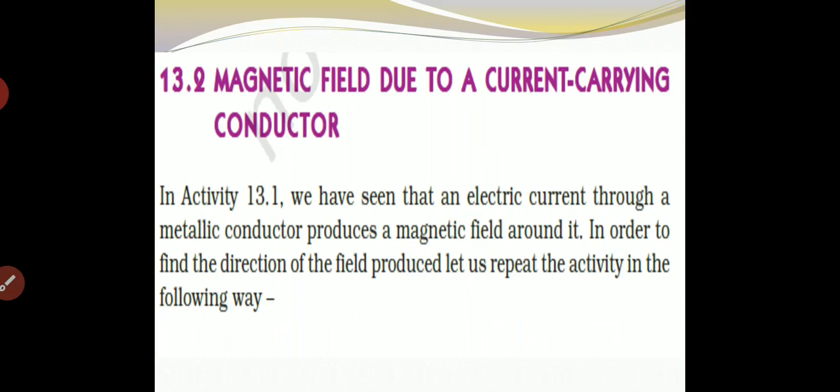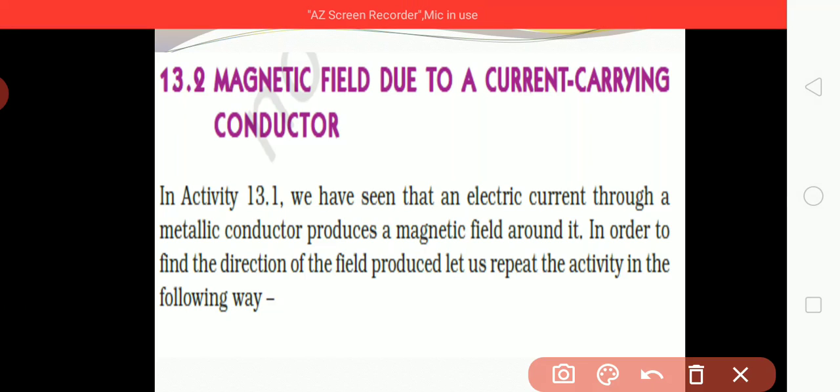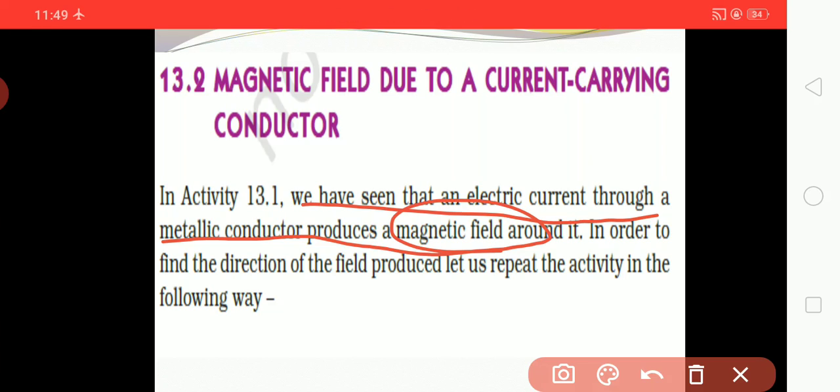Now the next topic is magnetic field due to a current carrying conductor. We have seen that an electric current through a metallic conductor produces a magnetic field, which we have already seen. During the passing of electric current in the metallic conductor, we will see the creation of a magnetic field around it. And in order to find the direction of the field produced, let us repeat the activity.